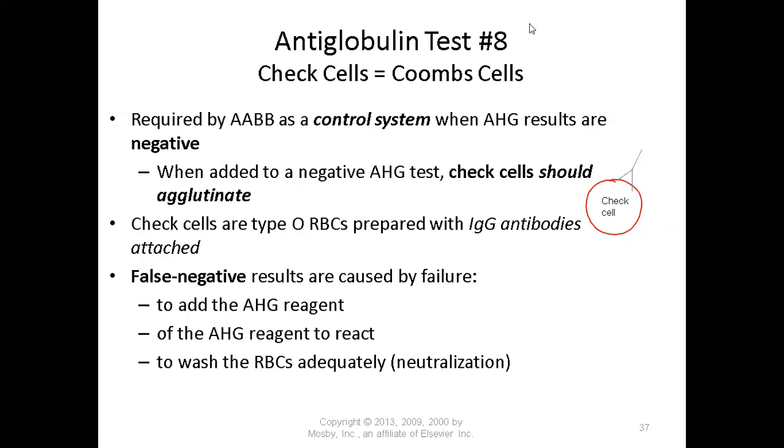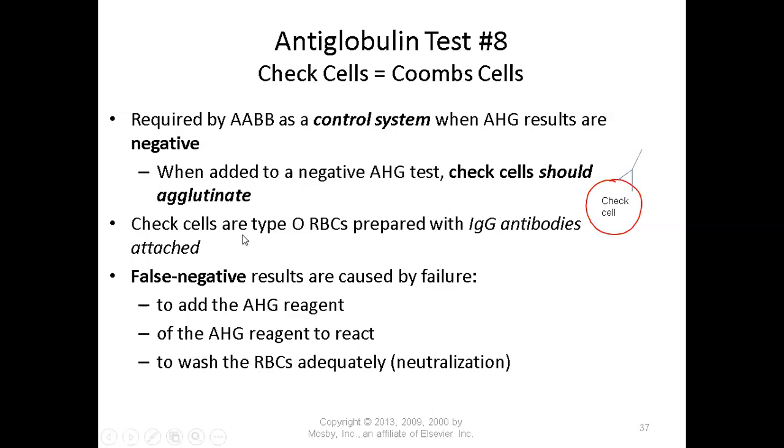When we add these check cells to a negative reaction for the DAT or the IAT, the check cells should agglutinate the anti-human globulin that's freely flowing in that tube. Think about it: the anti-human globulin, anti-IgG, is not bound to anything on the red cells. We're seeing a negative reaction. So when we add check cells that have human IgG attached, this reagent should say, hey, there's my target, and bind to the IgG that is affixed to the check cells.